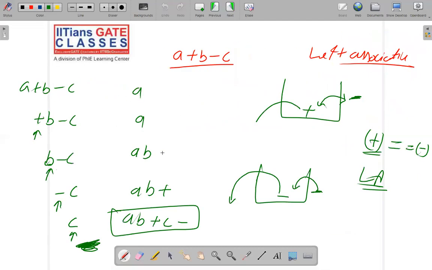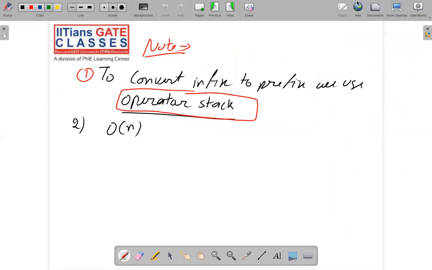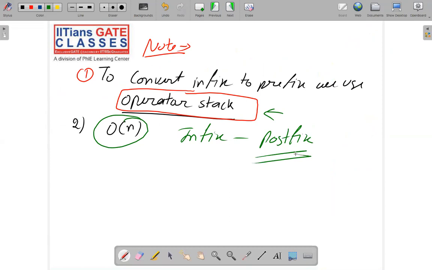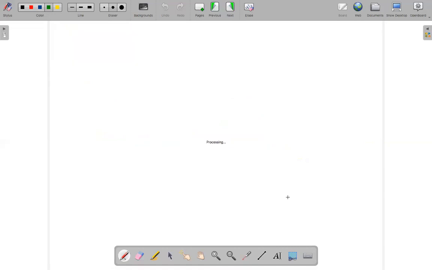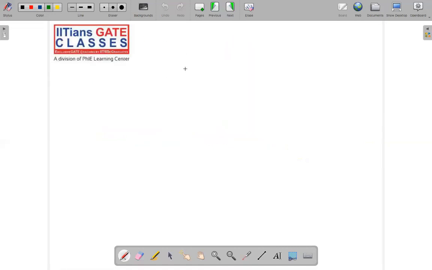And this you understand, okay? This is that the stack uses only an operator stack, and it takes only order of n to convert infix to postfix. This is one of the applications of stack. The computer does it using stack. I just explained how the computer does it. So let's see one more conversion, one more complicated conversion actually, where we have braces also.